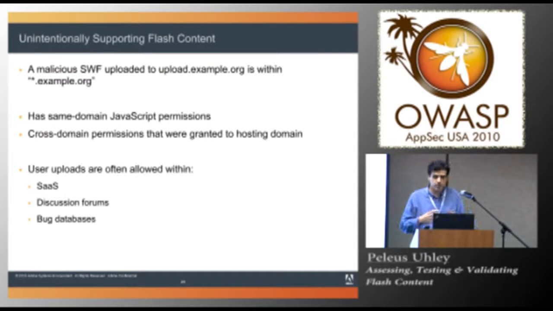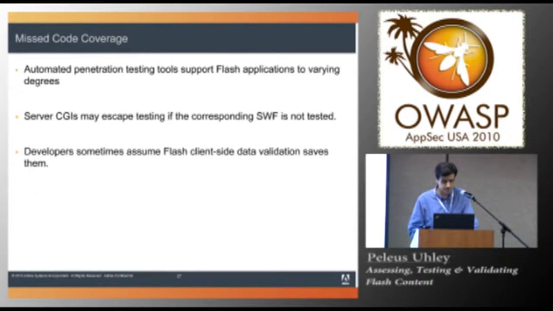So you want to be careful anytime you're allowing end users to upload content to your site. And identifying Swifts is fairly easy if you're doing filtering on the upload. It'll either begin with FWS or CWS. So be careful of that.